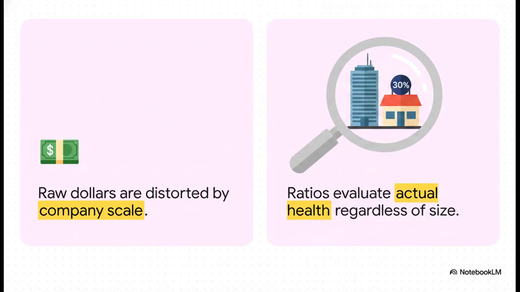And that lens is ratio analysis. By converting raw dollars into percentages and ratios, we instantly level the playing field. Say Company A has 30% of its total assets in liquid cash, and Company B also has 30%. We can compare their liquidity directly, even if Company A is literally 10 times the size of Company B. Ratios and percentages let us evaluate the actual health and efficiency of a business, totally regardless of its gross size.